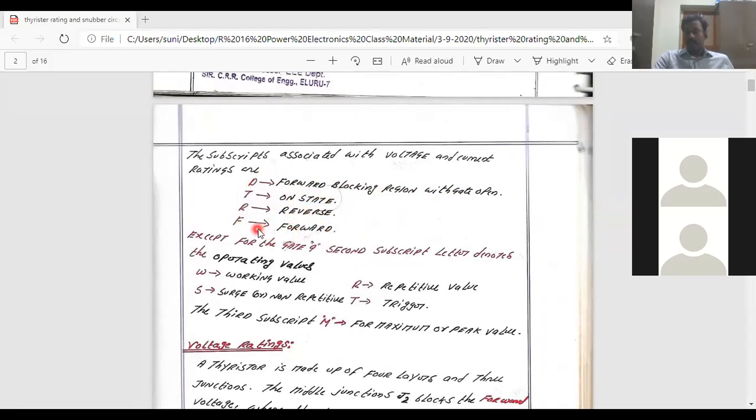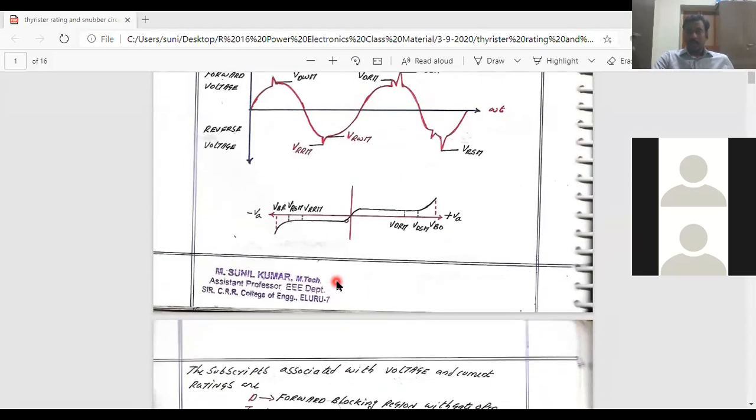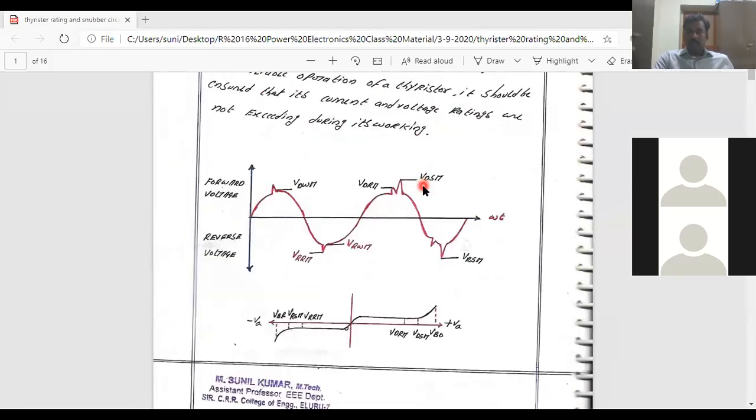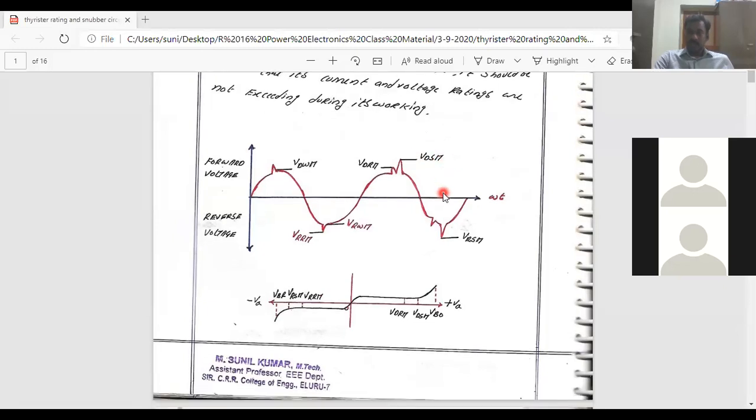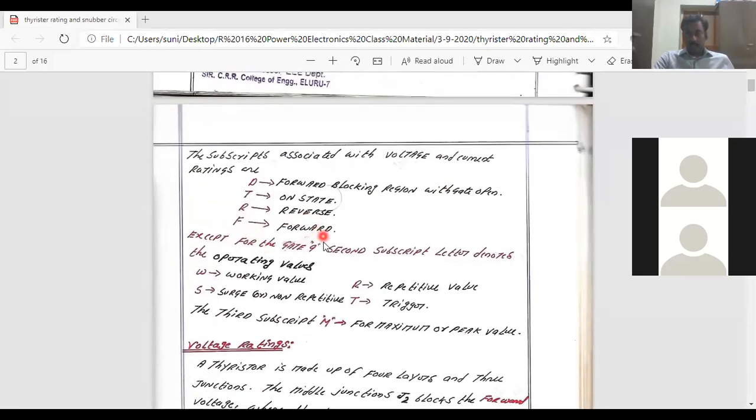for the forward. So that means if you are going to consider the voltage to be VFSM, that is going to be the forward state surge voltage, the maximum surge voltage. Okay, so for the first subscript, D stands for blocking region, T stands for on state, R stands for reverse, F stands for the forward.